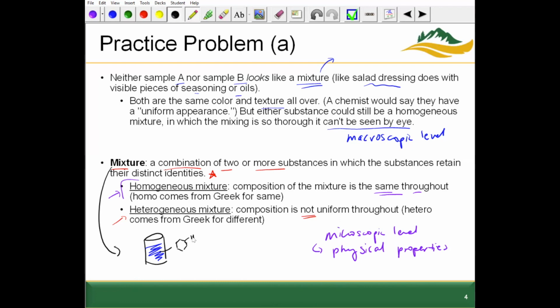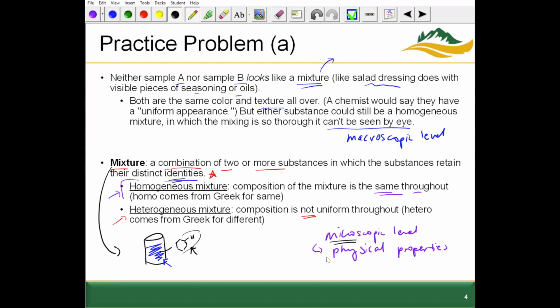But the important part here for mixtures is that the water molecules themselves will definitely retain their distinct identity and distinct properties. And then the sugar molecules as well will also retain their distinct identity, even though they're mixed into a mixture of water molecules. You will still be able to distinguish sugar molecules within the water molecules, only at a microscopic level though.